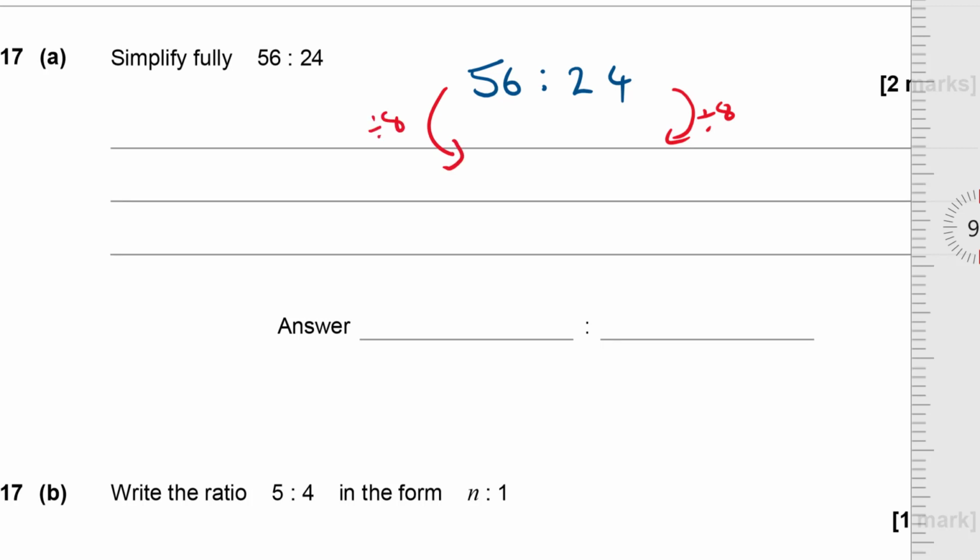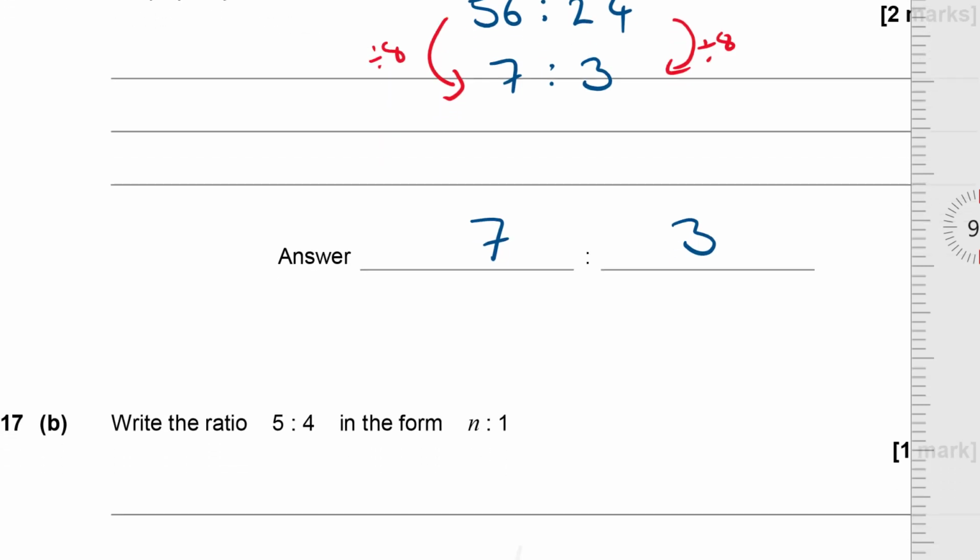56 divided by 8 gives me 7, and 24 divided by 8 is 3. Can I cancel it down anymore? 7 and 3 are both prime numbers, aren't they? So I'm not going to be able to find a common divisor of those two other than 1. So I know that's my final answer, 7 to 3.